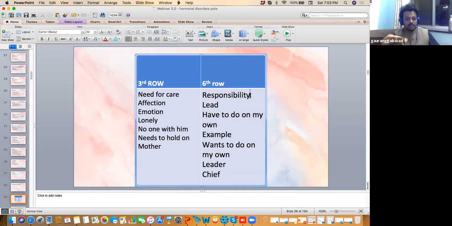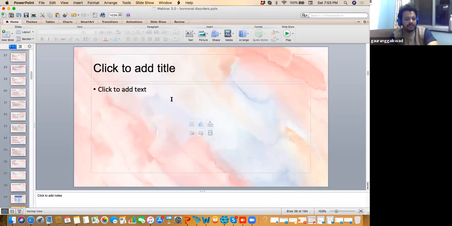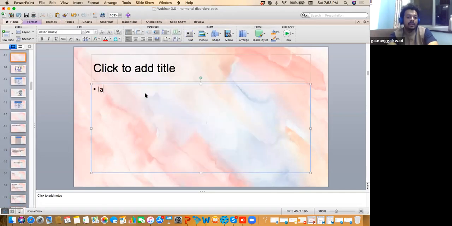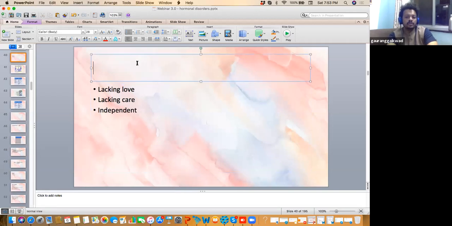So you see in this case, there are almost two sides. On one side, care, love, emotion, etc. And on the other side, you see responsibility, leading, etc. Now, this is very important: the main thing that you see in him is the lacking of love, lacking of care, and wanting to be independent. Now, this particular theme generally belongs to the mineral kingdom.